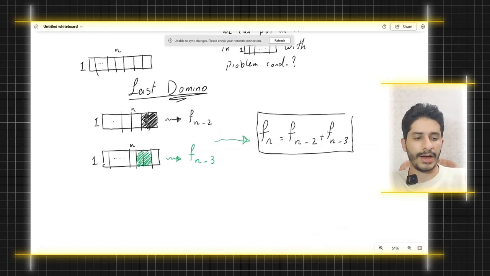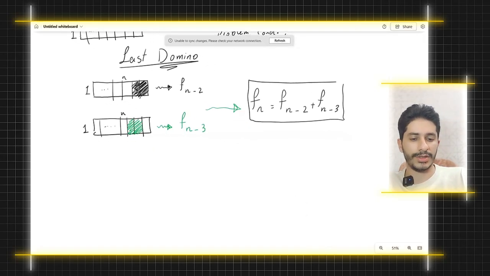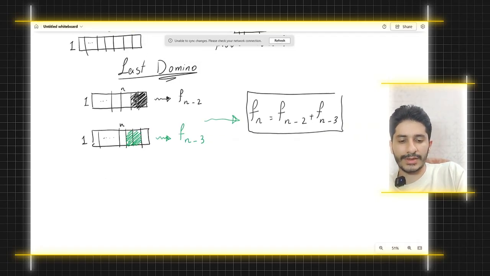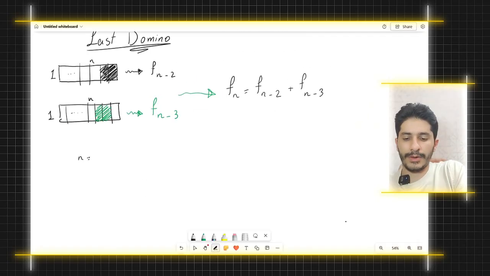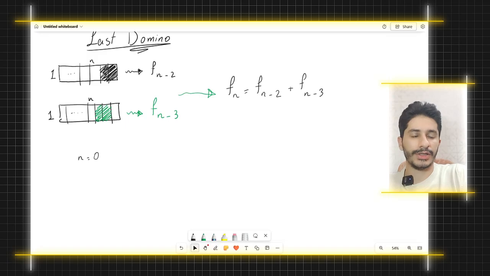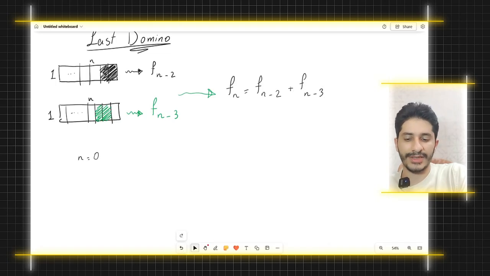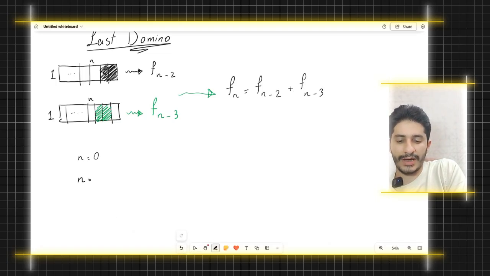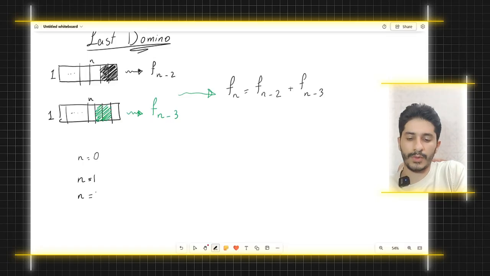And how can we find the value of f of 12? Just by adding some integers. But before that, we need some base cases. So let's talk about base cases. For this recurrence relation, we need 3 base cases because the lowest value we are referring to is n minus 3. So we need at least 3 base cases. So I'm going to have n equal to 0, 1, 2 for my base cases.